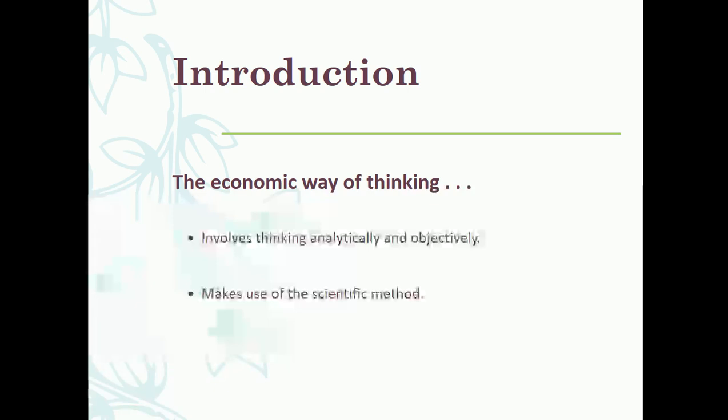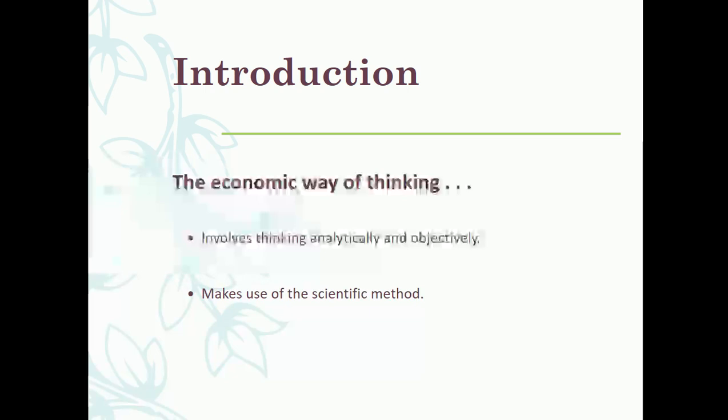Now, what is the economic way of thinking? How do economists think? Basically, economists think analytically and objectively. Economists have certain objectives to achieve and they use analytical methods to achieve those objectives. Moreover, economists also use the scientific method to explain the phenomena or to explain the issues.